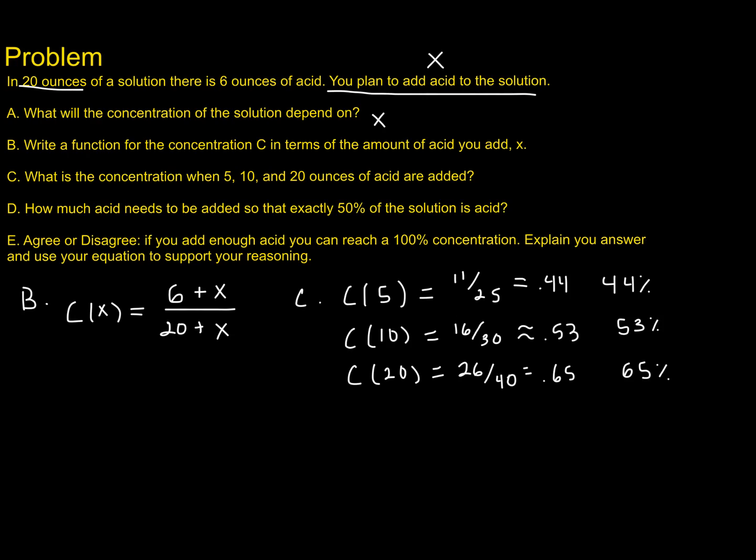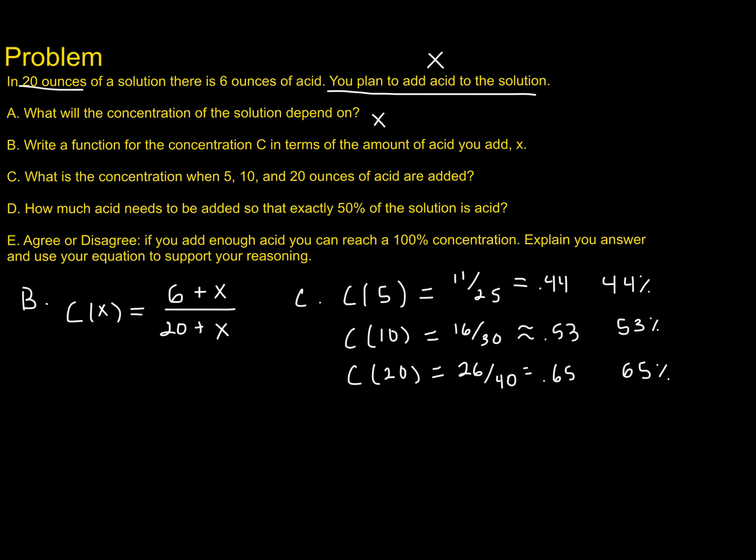All right, so now I'm going to go ahead and compute the concentration when I'm adding 5, 10, and 20 ounces. And so here's my computation, C of 5, C of 10, and C of 20. And I can see here that I'm going to get a decimal, and I'm going to convert that to a percentage. So my concentration when I've added 5 ounces is going to be 44%. When I've added 10 ounces, 53%. And when I've added 20 ounces, it's going to be 65%.